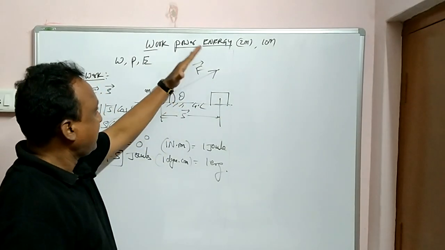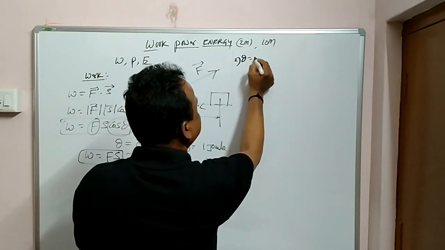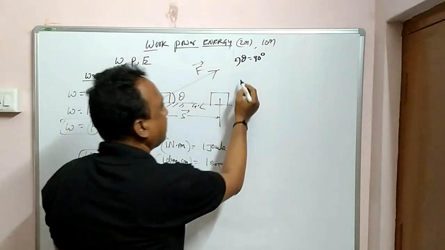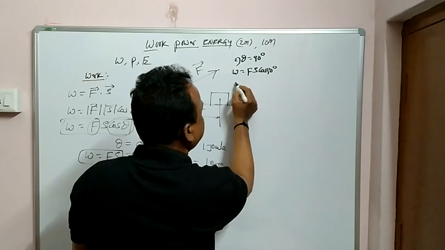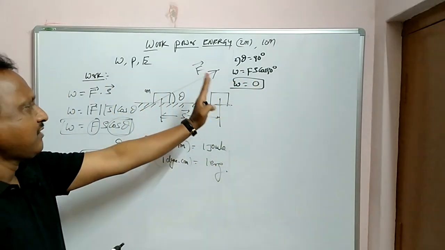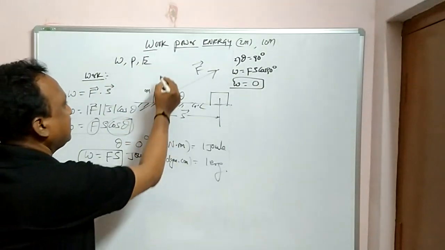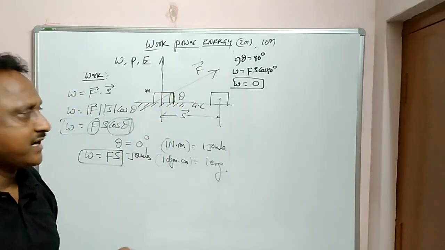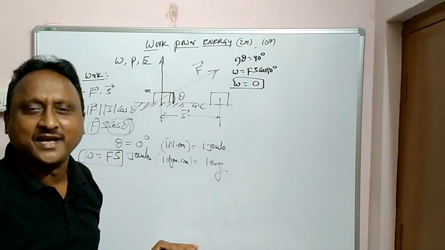Next, what do we do? Let theta be equal to 90. That means the angle between force and displacement is 90 degrees. What is the work done? Fs cos 90. So the work done is 0, because cos 90 is zero. That means when force and displacement make an angle of 90 degrees with each other, the work done is equal to 0, because the angle between them is 90 and cos 90 is zero.